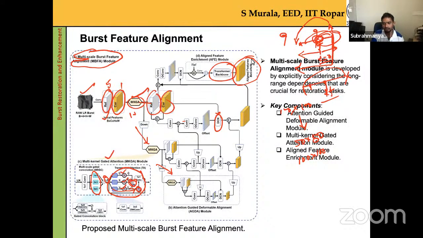Here the key components, as I have explained, are the attention guided deformable alignment module, the multi-kernel guided attention module, and the aligned feature enriched module, which is constructed from the transformer backbone.